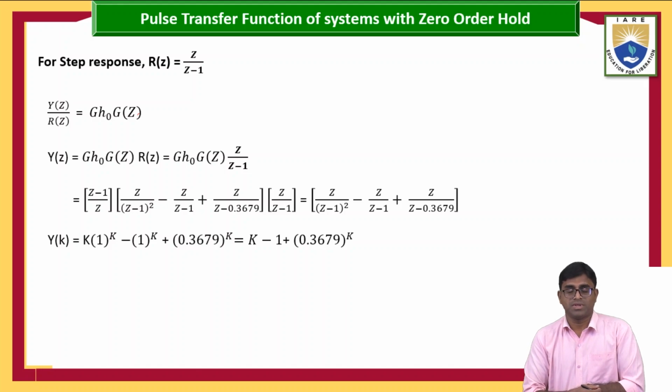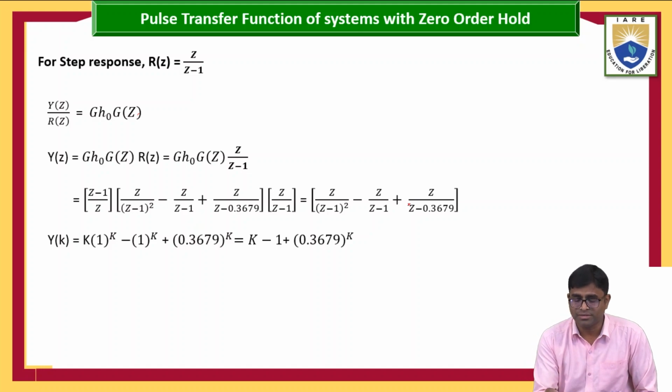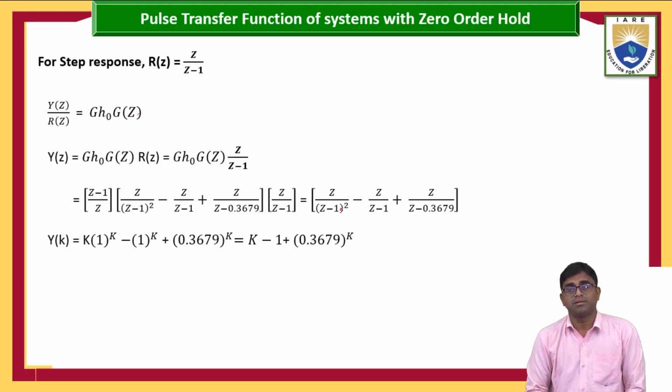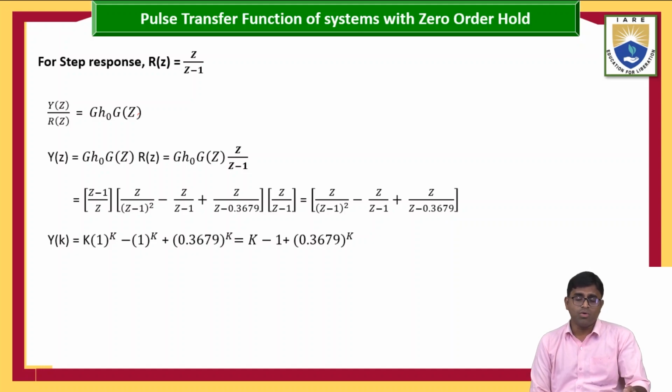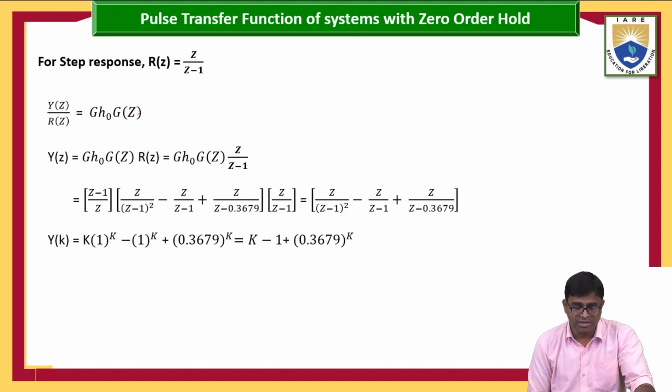Finally, by solving this we got z by z minus 1 whole square minus z by z minus 1 plus z by z minus 0.3679. We got the function in z transform. Now convert it into the time function, so we have to apply the inverse z transform here. So y of z is coming as y of k.